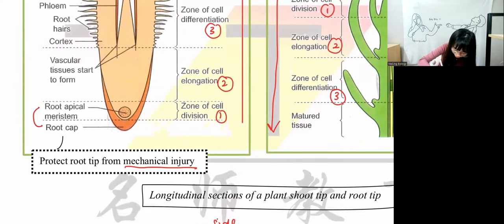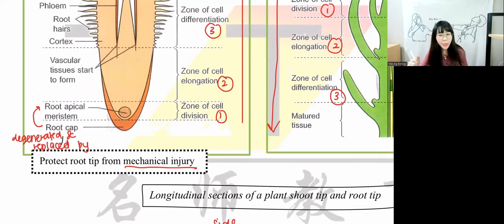So that we can understand, root cap, it will be degenerated and replaced by apical meristem. Okay, so root cap, it will be degenerated, it will be replaced by the apical meristem. Because remember, root cap is not permanent, it's just temporary for primary growth. This is what we call as root cap.